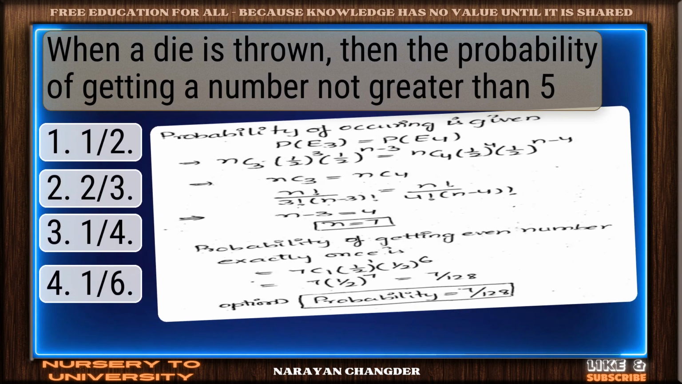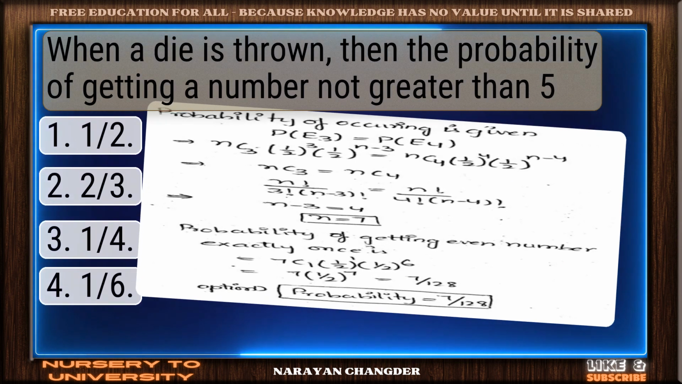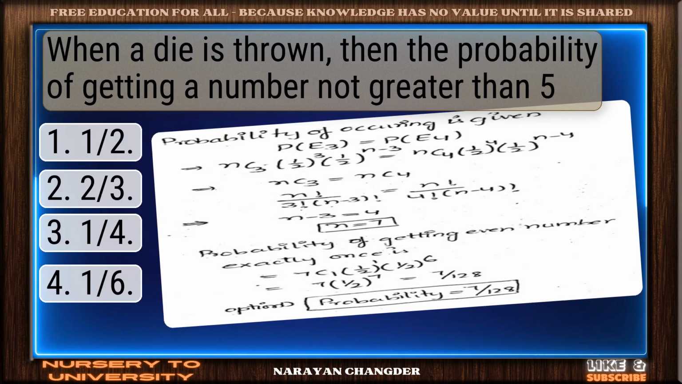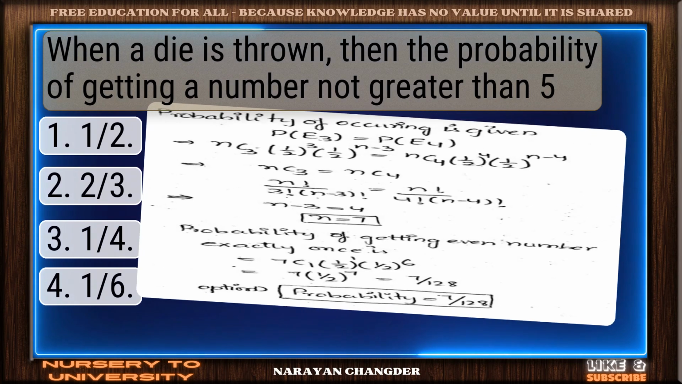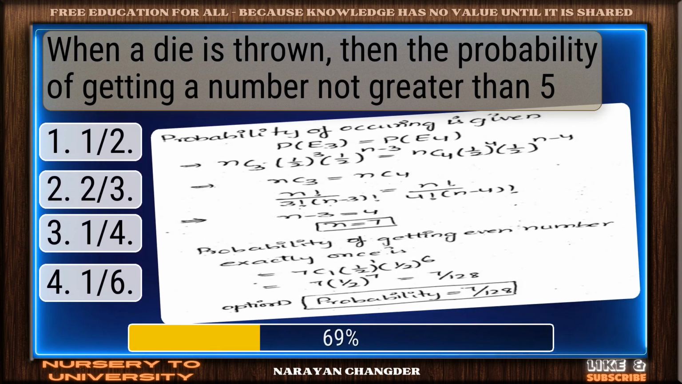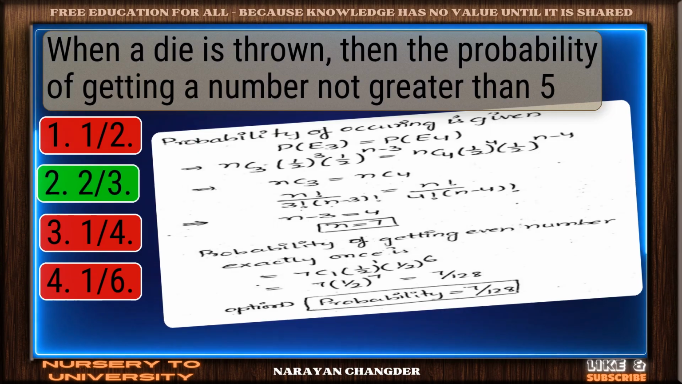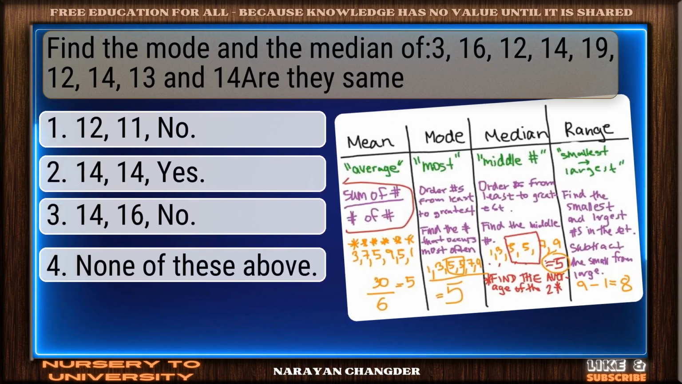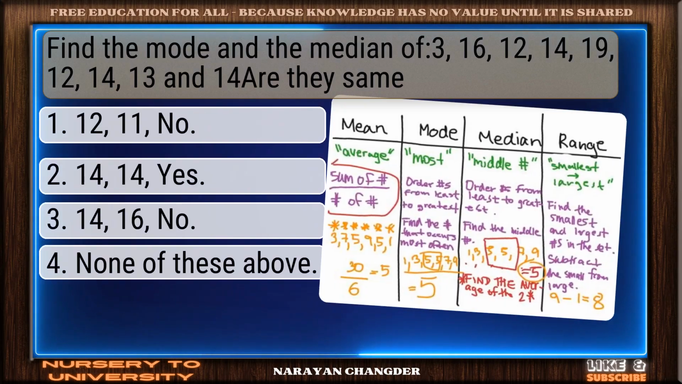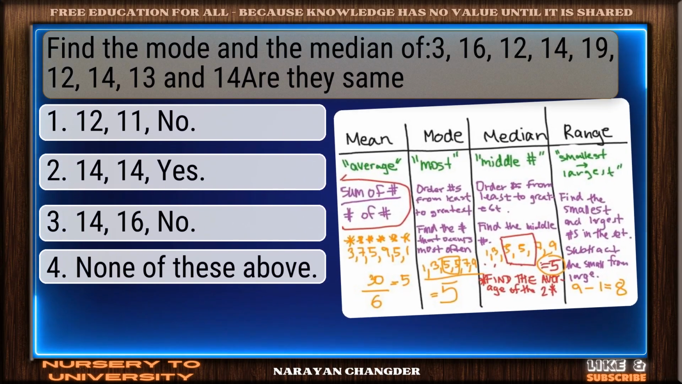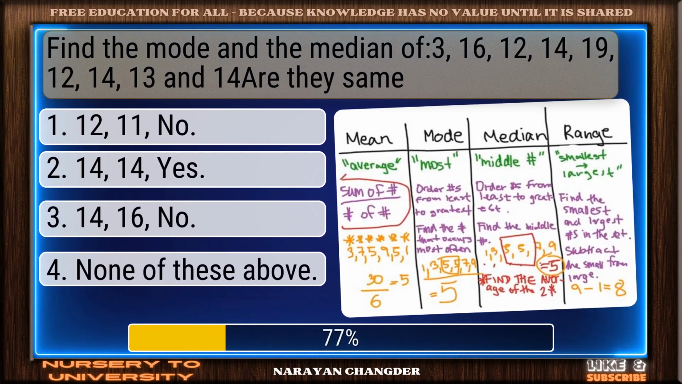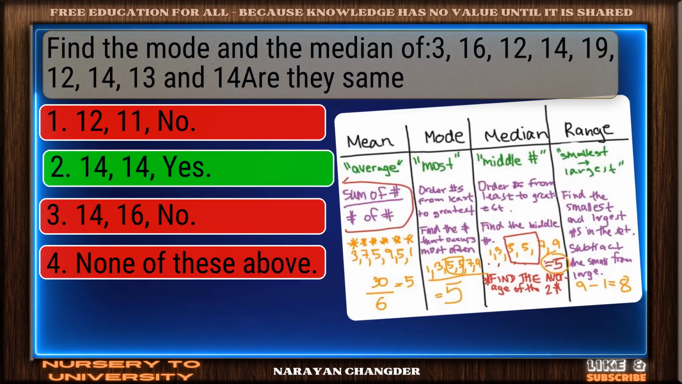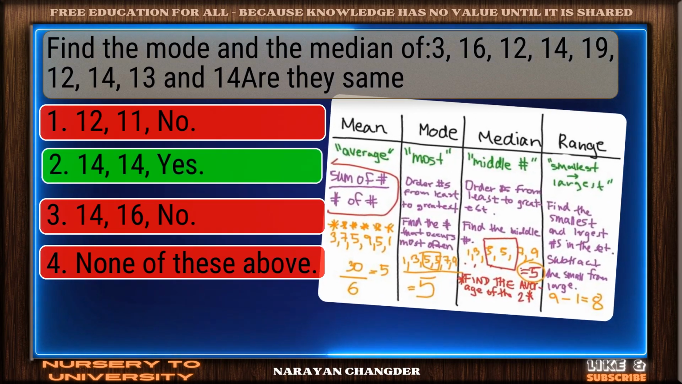Question number 42. When a die is thrown, the probability of getting a number not greater than 5. Right again. 2/3 is a valid answer. Question number 43. Find the mode and the median of 2, 3, 16, 12, 14, 19, 12, 14, 13, 14. Are they same? Great thinking. 14, 14, yes, is the right choice.